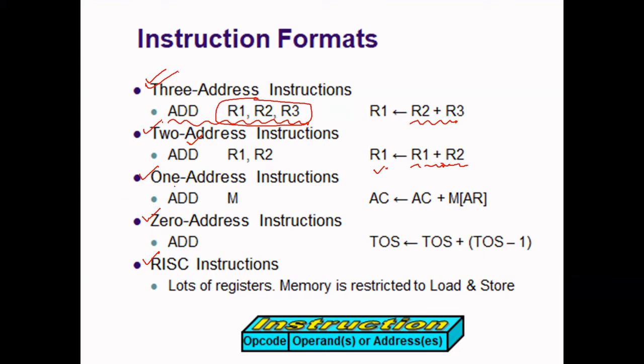Some CPUs follow one address instructions where, for example, add M. What is the meaning of this? By default there is an accumulator, no need to mention here. Accumulator plus the given memory location, where one data is available in the memory. That is M of AR. AR is the address register. In that address register, the address is there. In that address, the data is available in the memory. So that data plus the accumulator data is added, and the result is stored in the accumulator. Observe this instruction, a one address instruction, only one address is available.